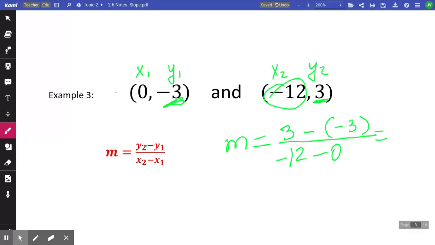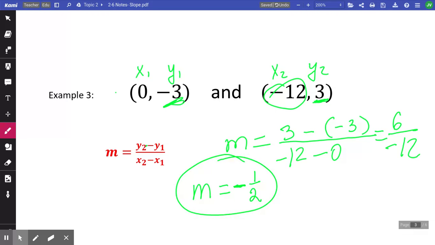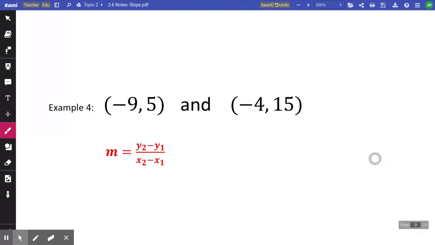So here's what we have. 3 minus negative 3 is 6. And then negative 12 minus 0 is negative 12. Again, we need to leave it as a fraction, but in the simplest form. So put the negative sign in between where the fraction bar is, and in the simplest form, that would be negative 1/2.